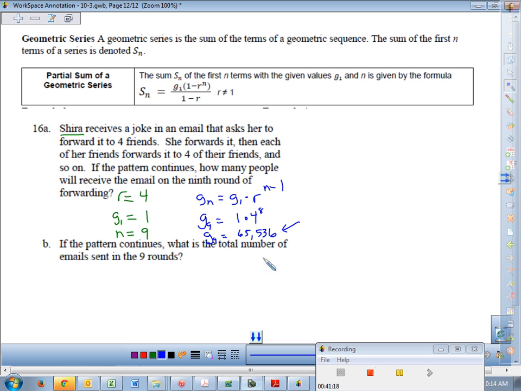If the pattern continues, what is the total number of emails sent in the 9 rounds? See, this is how many people got it in round 9. They're now asking you how many total people received it in all 9 rounds. Don't you need all of the people in the 9th round, plus all of the people in the 8th round, plus the 7th round, plus the 6th round, et cetera? What do we need to find for part B? The sum of this geometric series.